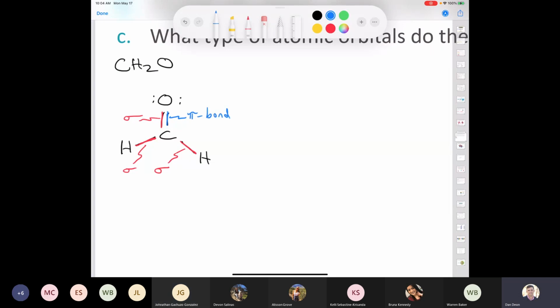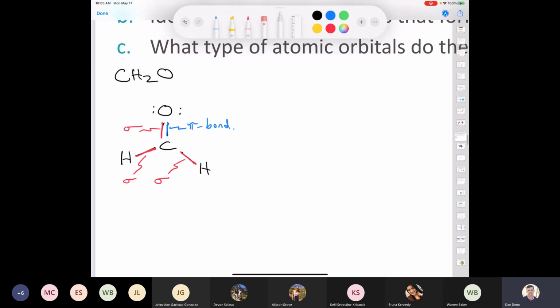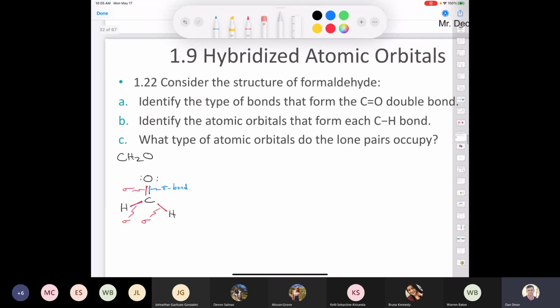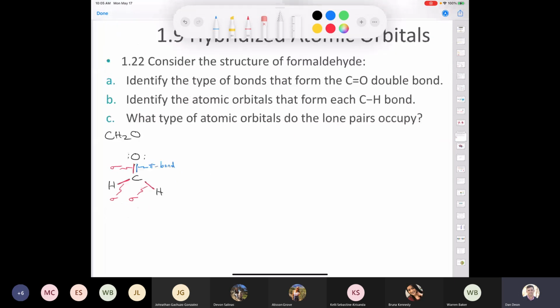Now, if you're the kind of person who likes to split hairs, and if you're saying, well, Mr. Dion, couldn't you have highlighted this one in blue and called that the pi bond? The one on the left? It doesn't matter. It's neither here nor there. Just one of them is sigma, one of them is pi. So now we've finished the first part. We've identified all the different types of bonds. We have 3 sigma bonds, and we have 1 pi bond. So we identified the bonds in the double bond. We have 1 sigma and 1 pi in the double bond.